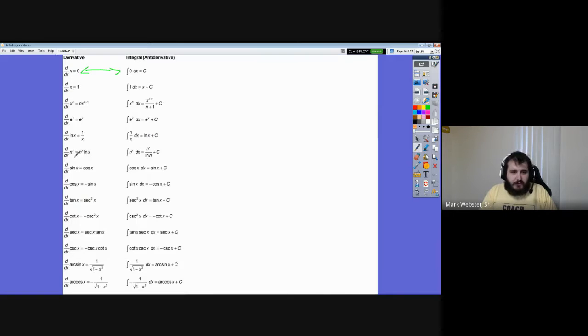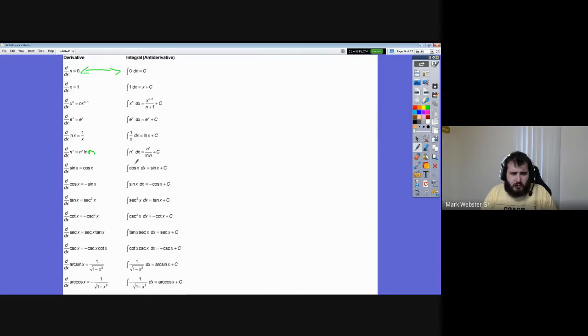The derivative of a number to a power is a number to a power times the natural log of x. That should be an n. I don't know why, that's a typo. The integral is, you know, the opposite situation, right? Here it's times, here it's divide, right?